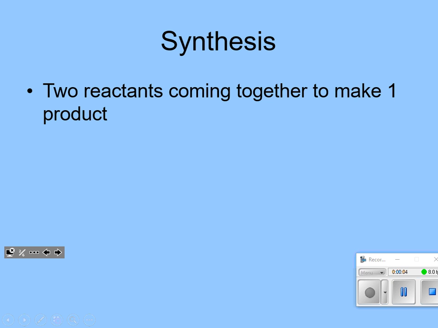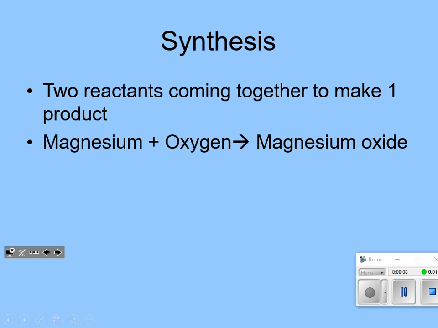So our first reaction type is a synthesis reaction. Again, in general, I would say a synthesis reaction is when you make one product. That's the thing that you should be looking out for more than anything else. How many products did I make?